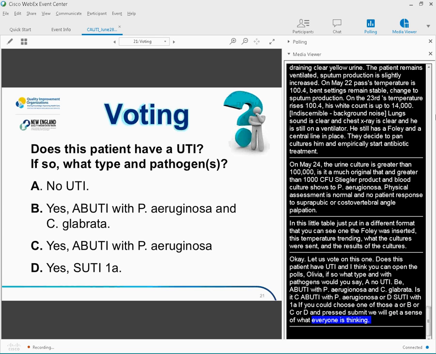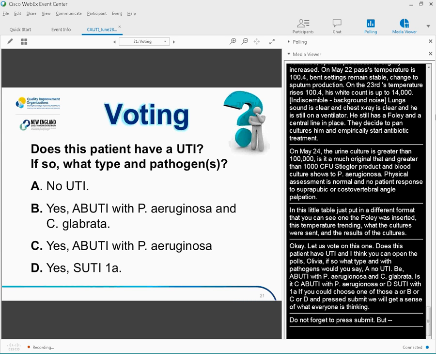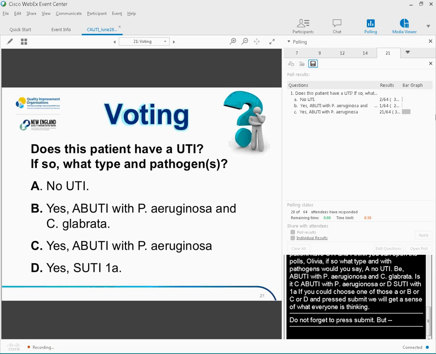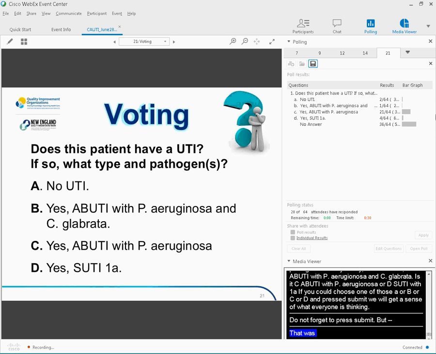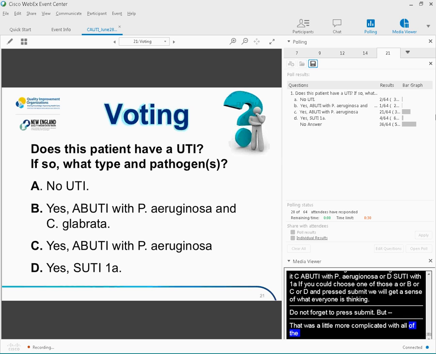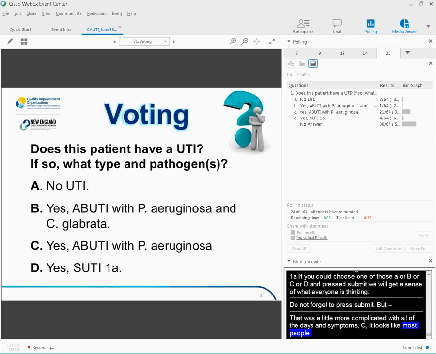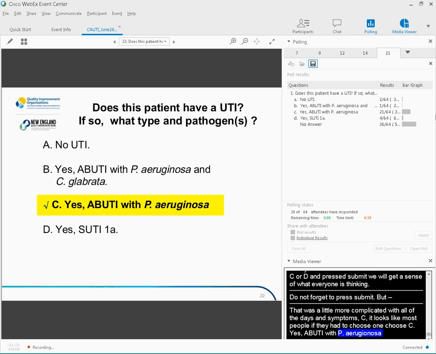Don't forget to press submit. All right, that one's a little more complicated with all the days and symptoms. Okay, so let's see. It looks like most people, if they had to choose, would choose C, an ABUTI with Pseudomonas. And yes, that is true. Can you push the next slide?